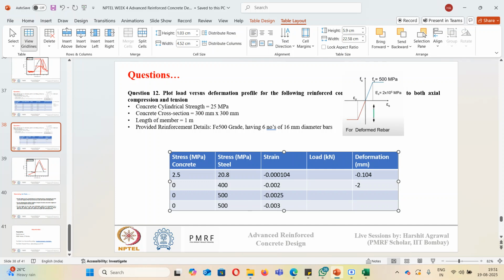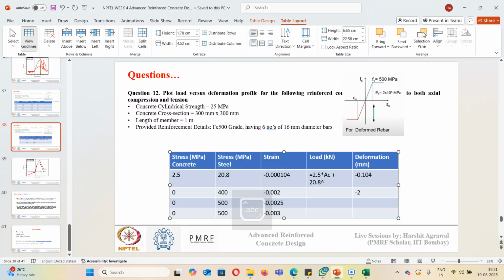Okay, so if we do this calculation of load, it will be again 2.5 into area of concrete plus 20.8 times the area of steel. Area of steel and area of concrete we can calculate. Area of concrete is 300 into 300, and area of steel is 6 into 3.14 into r square, that is 8 into 8. And this whole we will divide by 1000 to convert Newton into kilonewton.